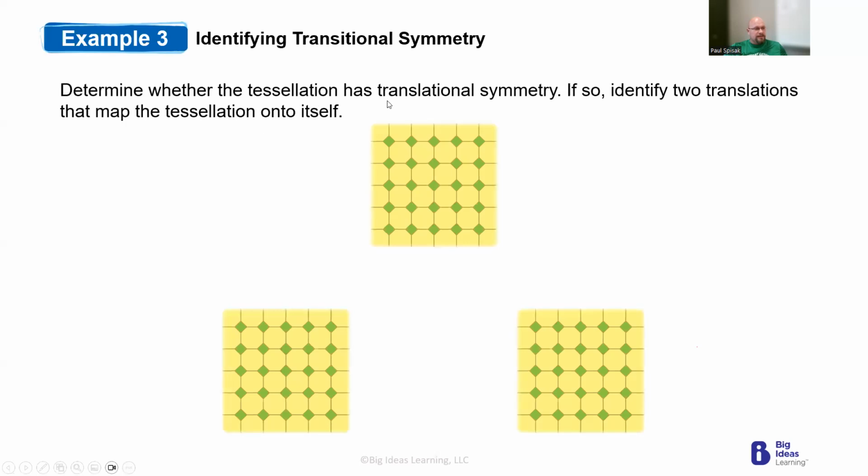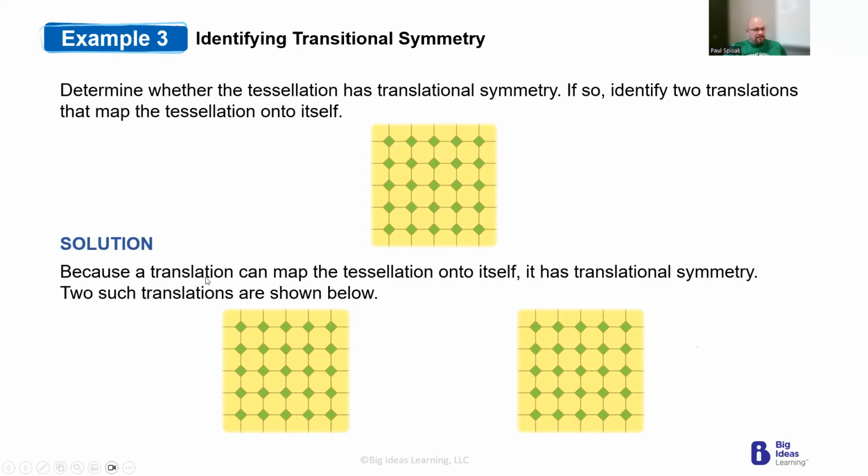Here, determine whether the tessellation has translational symmetry. If so, we would like two characteristics: that we can map the tessellation onto itself. Because a translation can map the tessellation onto itself, it has translational symmetry, and such translations are shown below. Two such translations that we mentioned before.